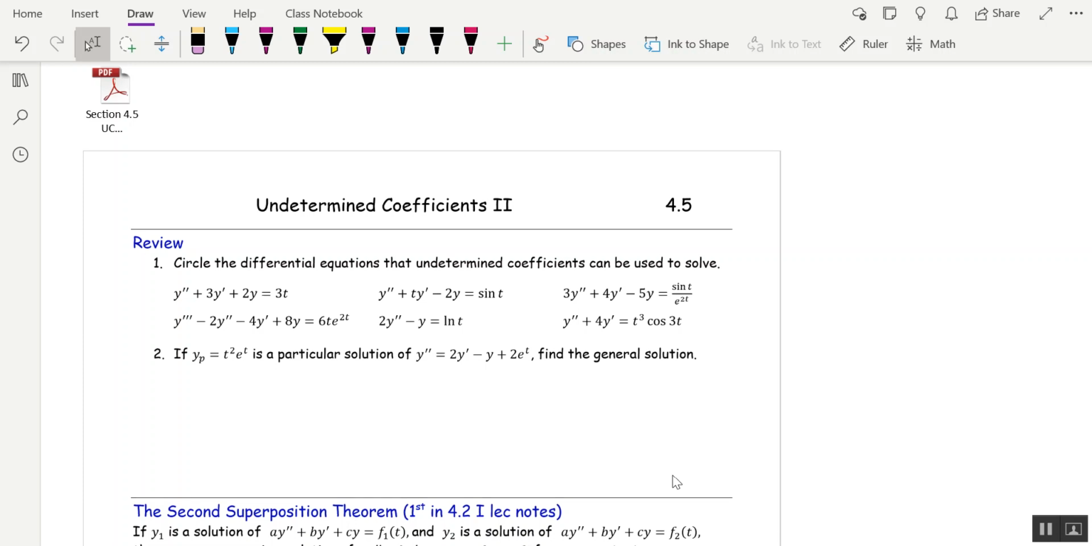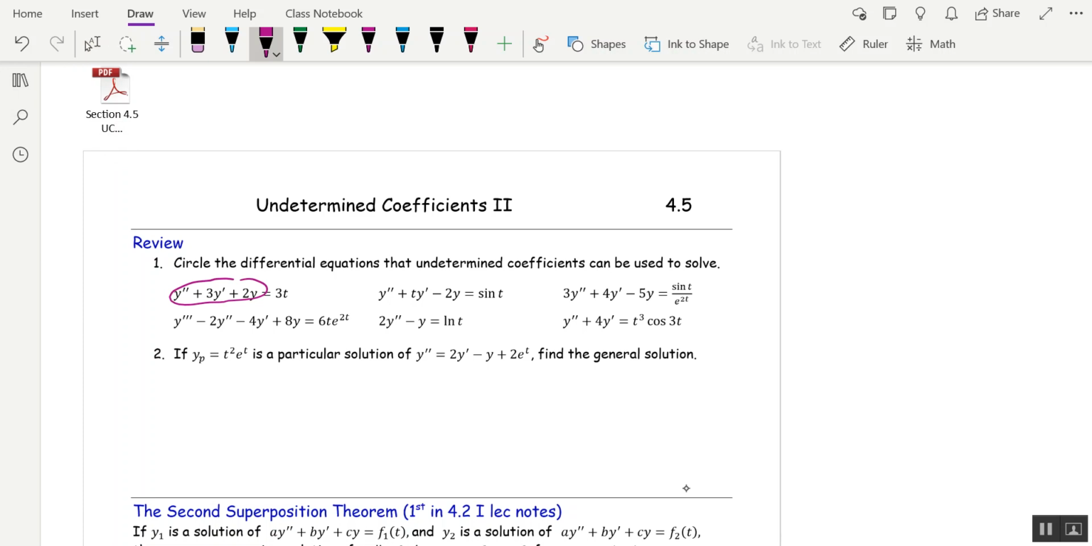Let's start with a review. And then today we're just going to do a little bit more of undetermined coefficients, but nothing really new in terms of content. So circle the DEs that you could use UC on. First one, remember, there's two requirements. One, constant coefficients, and two, the driving function, the f of t, has to be a polynomial, sine, cosine, an exponential, or a product of those.